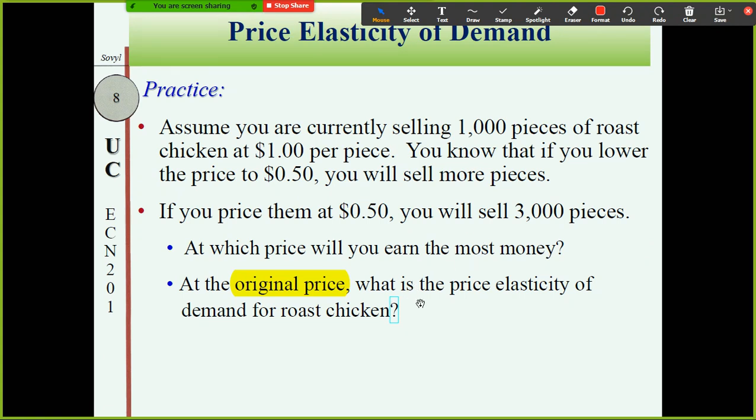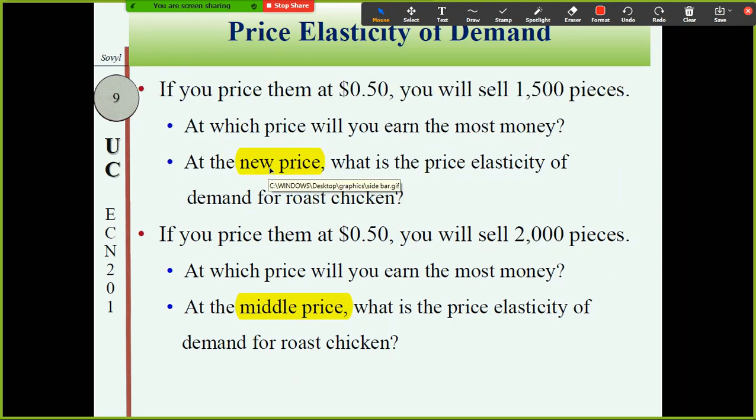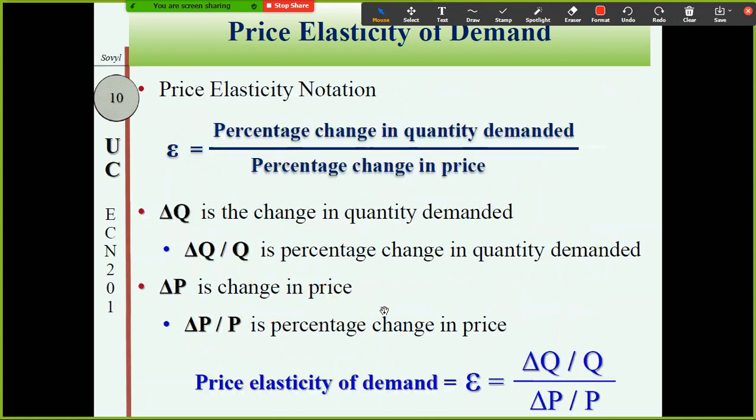Okay. So I have provided you to answer this one. You need to practice this one, and you need to practice that one. This is at new price. This is at middle price. Price elasticity of demand is here: percentage change in quantity demanded divided by percentage change in price. This is epsilon. This is the change, not percentage change.